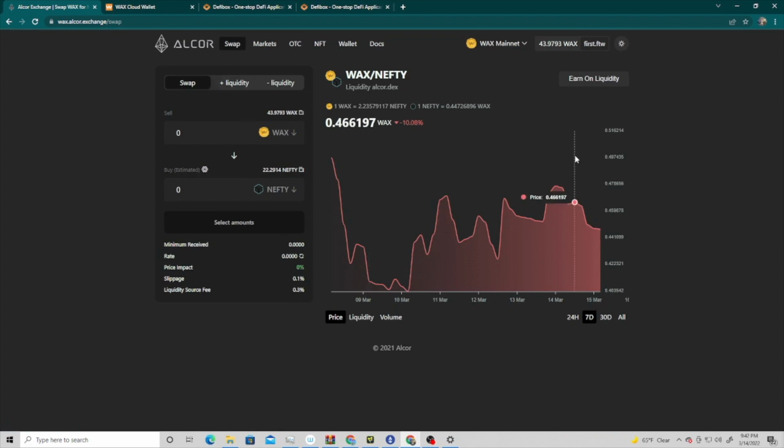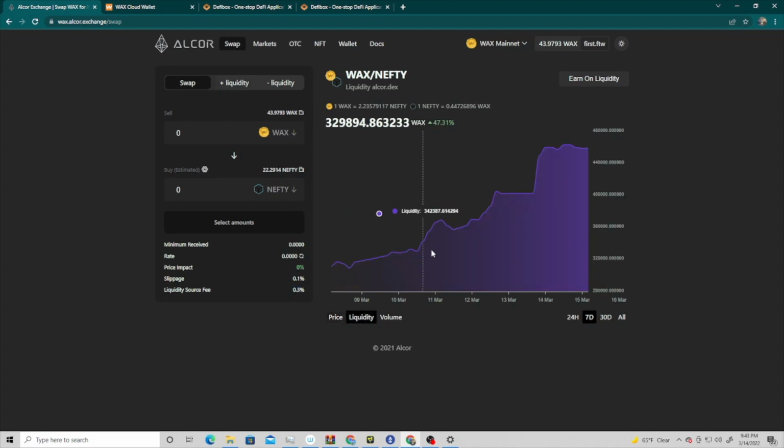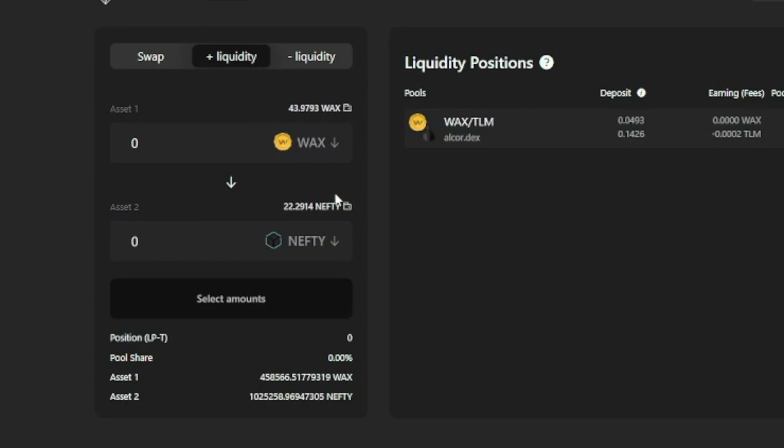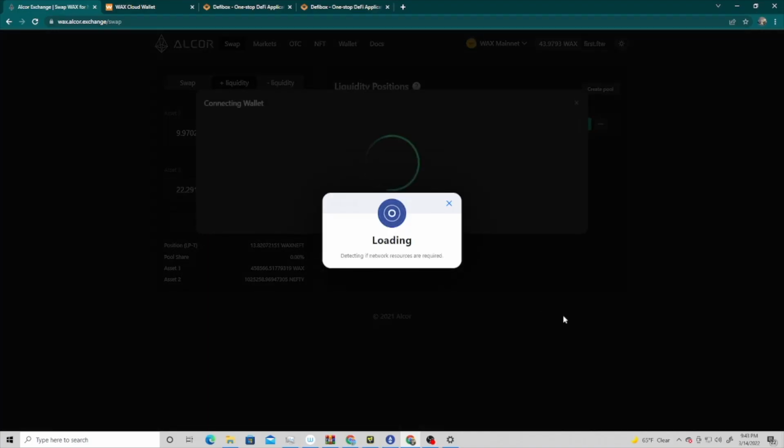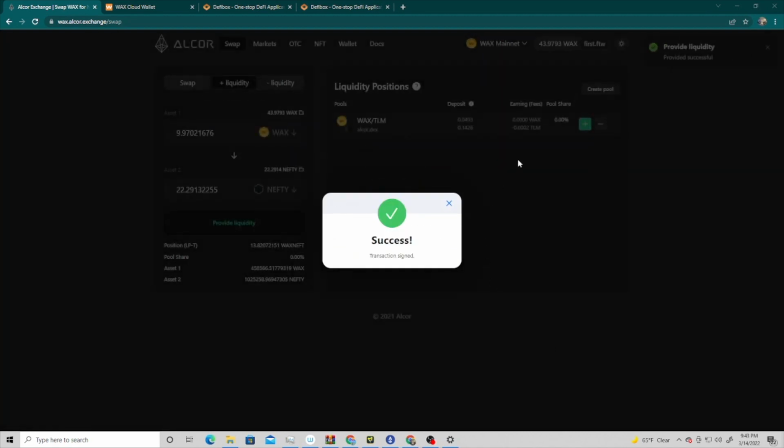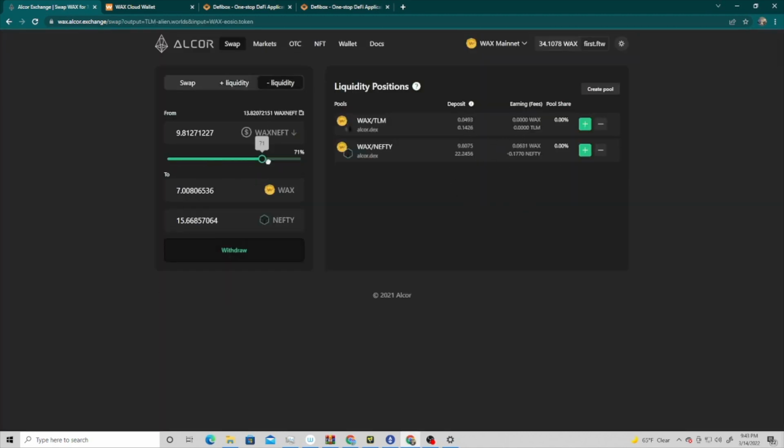So here you can see the liquidity sourcing fee for this trade is 0.3%. So if I click this liquidity tab here, we can see that there is pretty deep liquidity available for Nefty token. And I can participate in supplying this liquidity by clicking plus liquidity and adding here. If I added the 10 that I just bought with 10 Wax, you can see I'd get 9.9 Wax as a counterpart and say provide liquidity. Now, having done this, it's adding to my, I already have a liquidity position in TLM here. I just hit the minus, by the way, which comes up here, minus liquidity. I can slide and I can say withdraw. So I have a position in this pool, 9.8 Wax against 22 Nefty tokens.